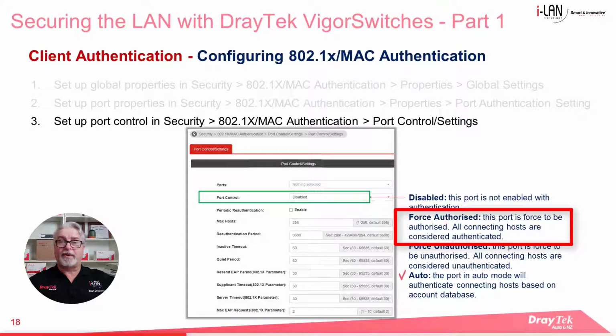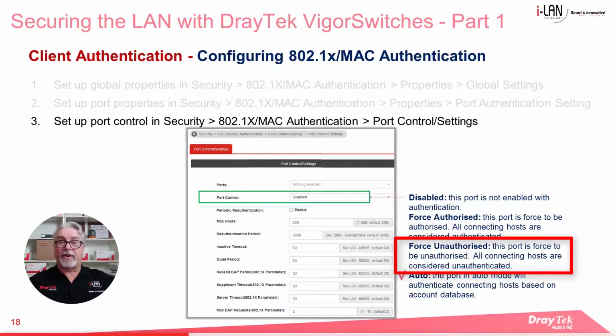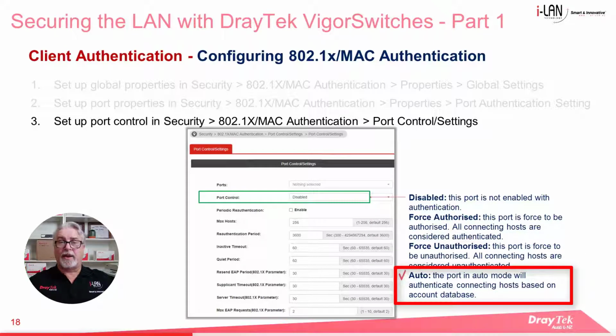Force Authorized means that all connecting hosts are considered authorized and can connect without authentication. Force Unauthorized means that all connecting hosts are considered to be unauthorized and are blocked until authenticated. Best practice is to set up port control to be auto. This way, connections will be passed or blocked depending on the rules set up in the accounting database.